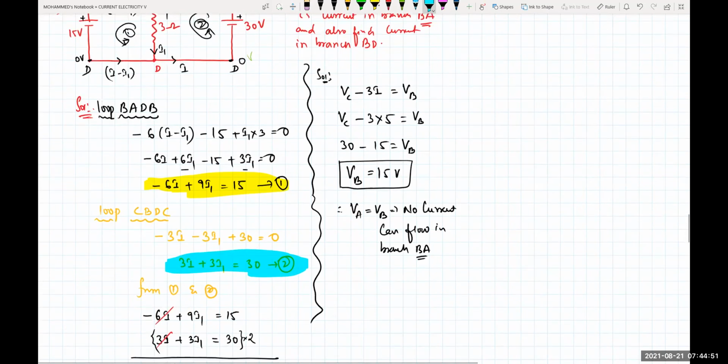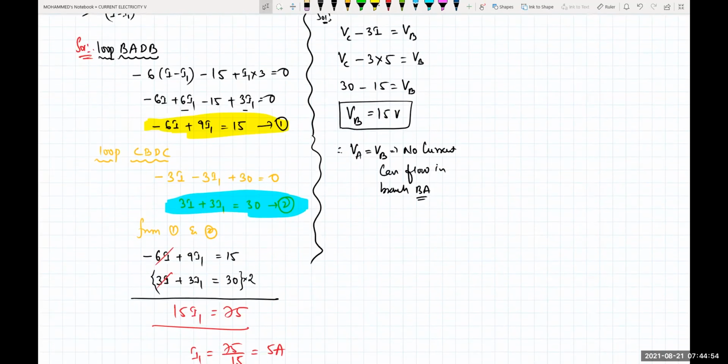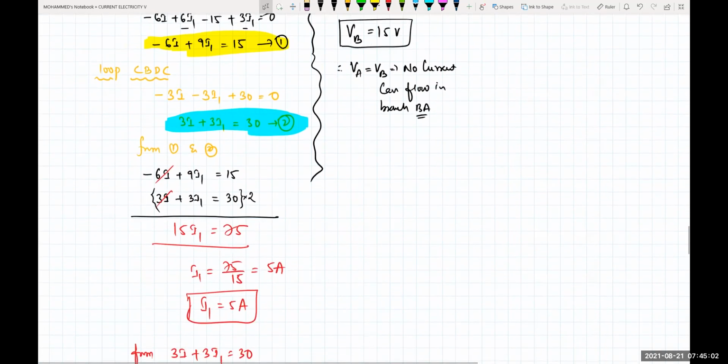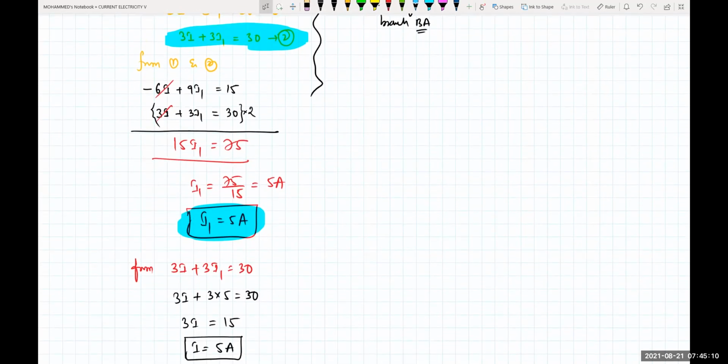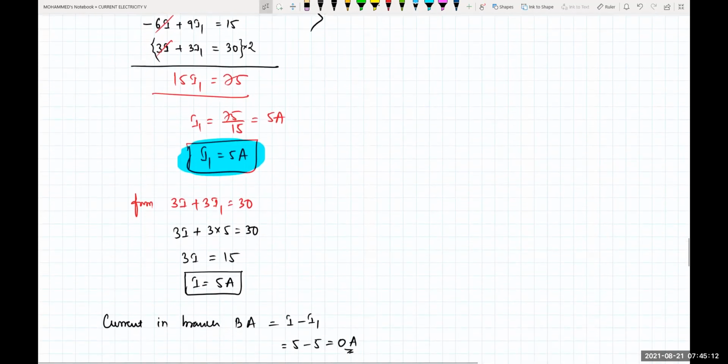So again, equation 1 is minus 6I plus 9I1 is equal to 15. For the second equation, multiply by 2: 6I plus 6I1 is equal to 30 into 2. Simplify it, we are getting the current I1 is equal to 5 amperes. From equation 2, I can write 3I plus 3I1 is equal to 30. Simplify it, I'm getting the current I is equal to 5 amperes.